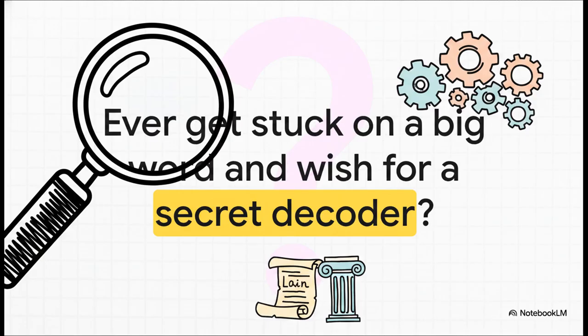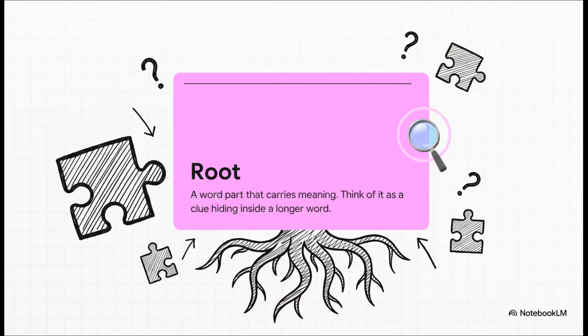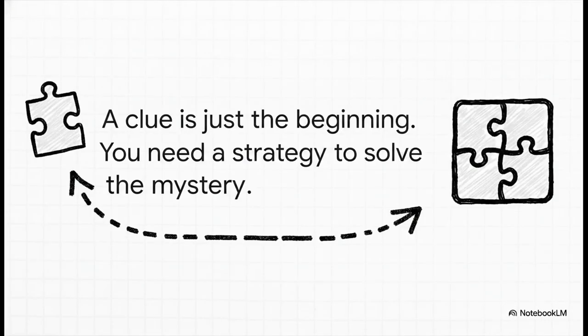Yeah, it happens to all of us, right? You're cruising along, reading something, and bam, this huge word just stops you cold. But the funny thing is, the secret decoder you're looking for has been hiding in plain sight this whole time. That secret decoder is what we call the word's root. It's like the heart of the word, the one part that carries all the essential meaning. So when you spot a root that you already know, it's like finding a major clue in a mystery. But just finding that clue is only the beginning.